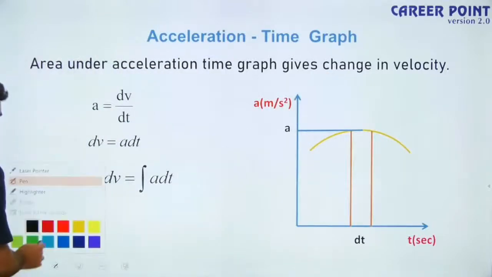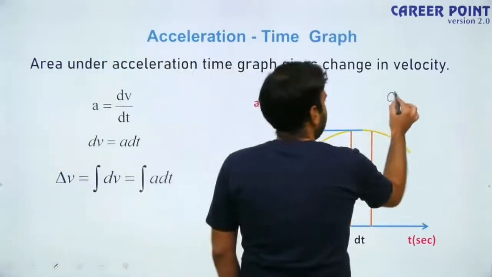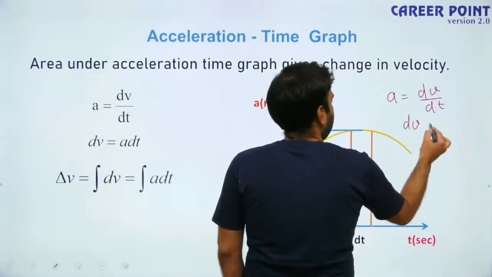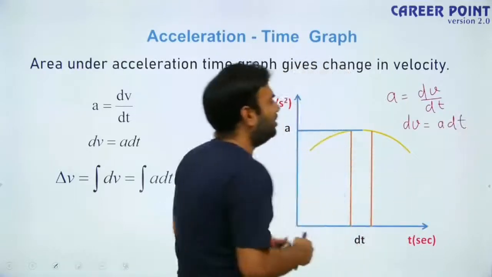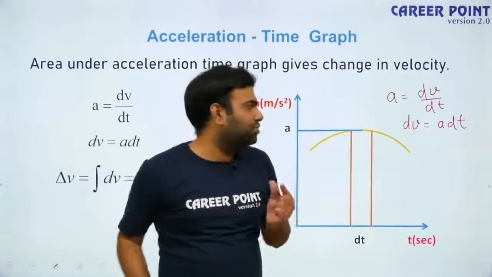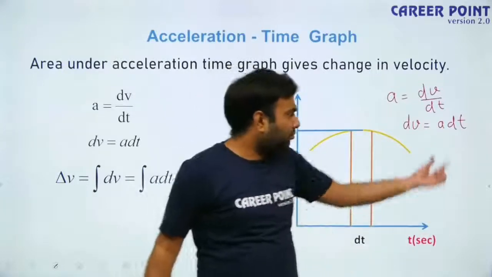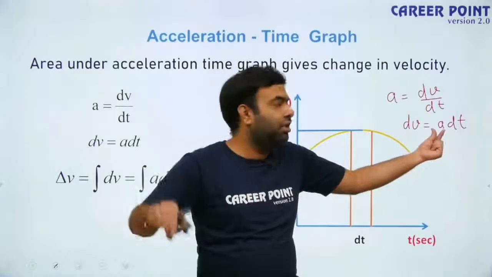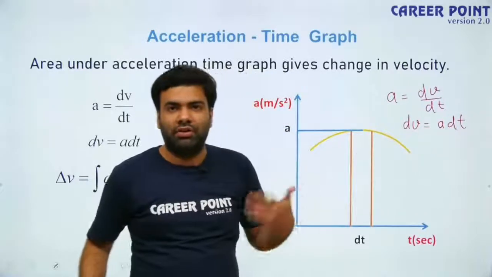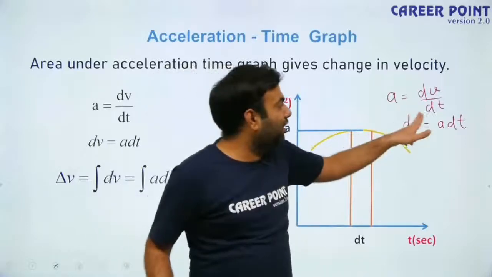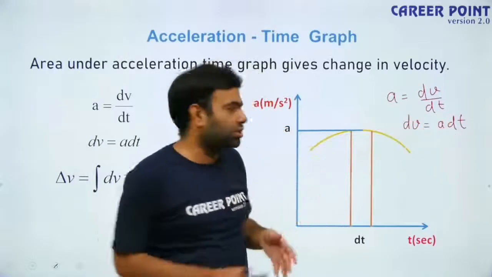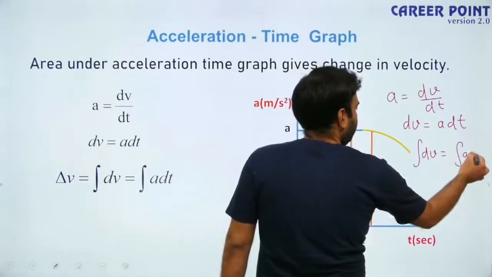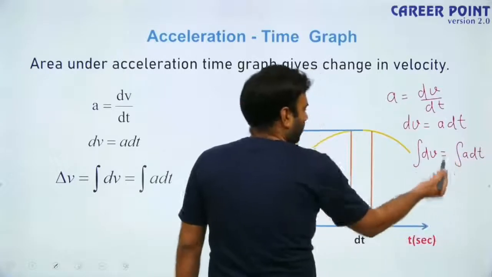Why? Because we know that acceleration is equal to dv by dt. That means dv is equal to a dt. And what is dv? dv is a small change in velocity, a is the acceleration at that time, and dt is a small interval of time. So small change in velocity is equal to acceleration at that time multiplied by a small interval of time. In order to get the complete change in velocity, we will integrate this. So integration of dv is equal to integration of a dt. If acceleration is constant, we take it outside, otherwise we cannot.